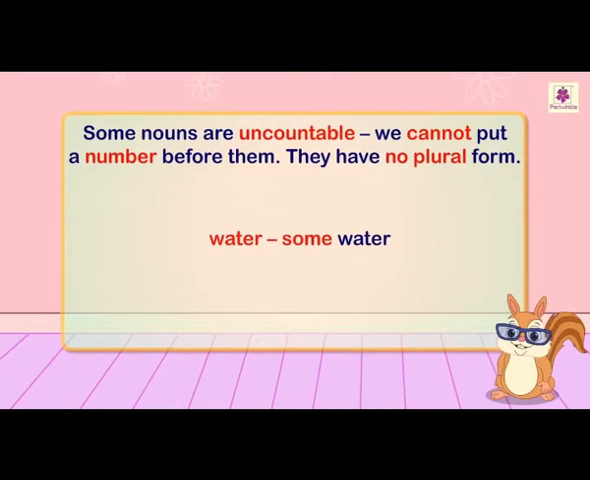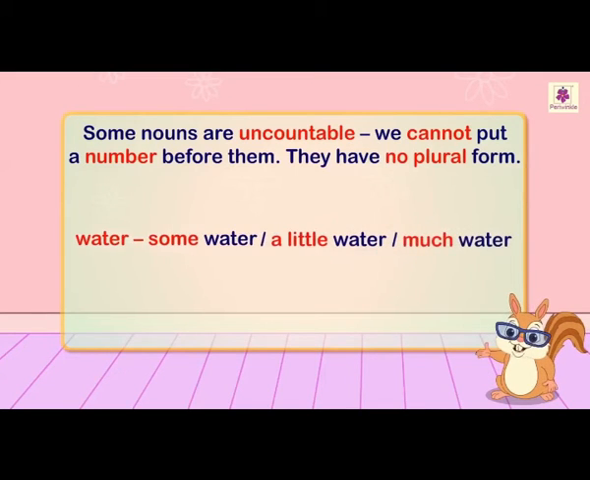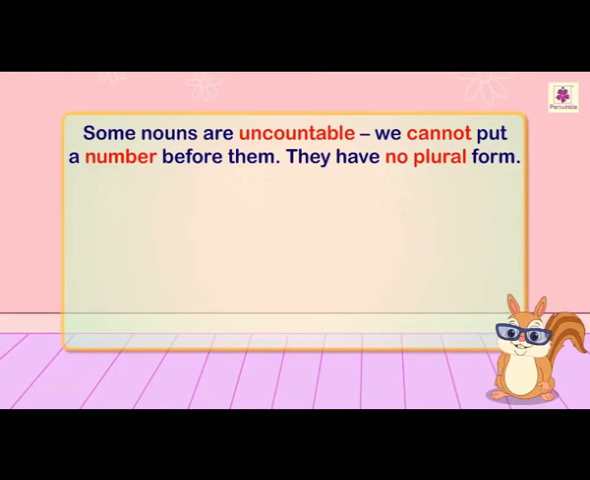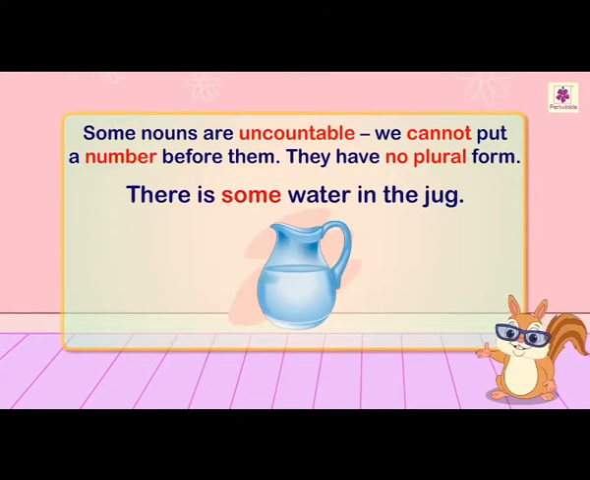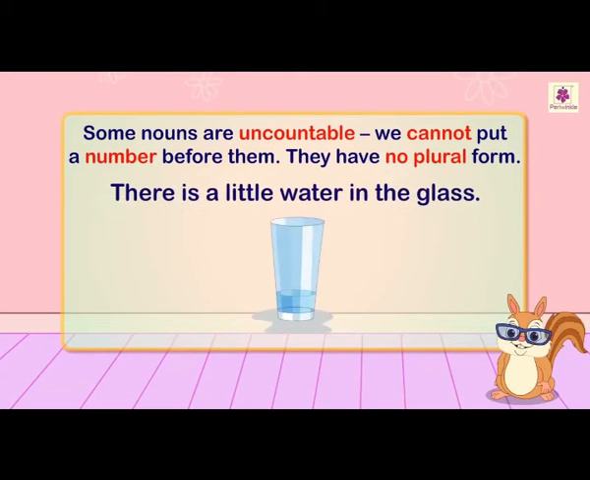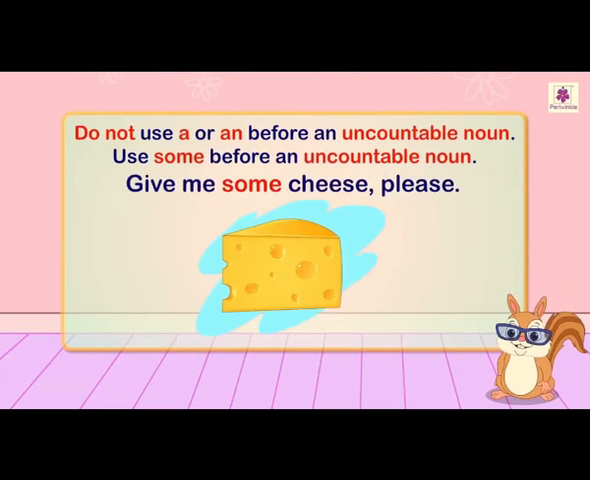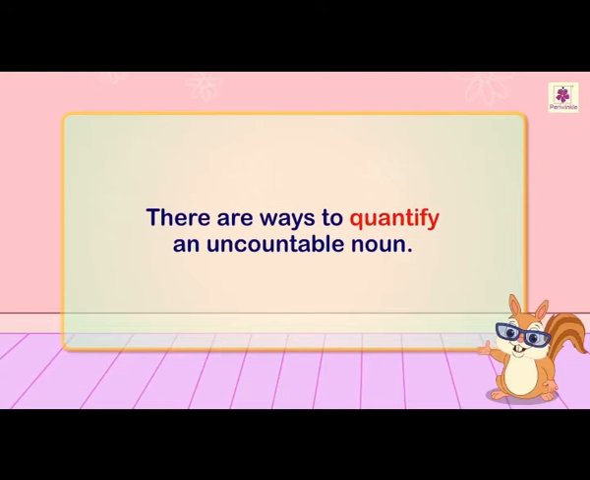Instead, for water, we can say some water, a little water, or much water. For example, there is some water in the jug. There is a little water in the glass. Give me some cheese, please. So we can use the word some with the uncountable nouns.